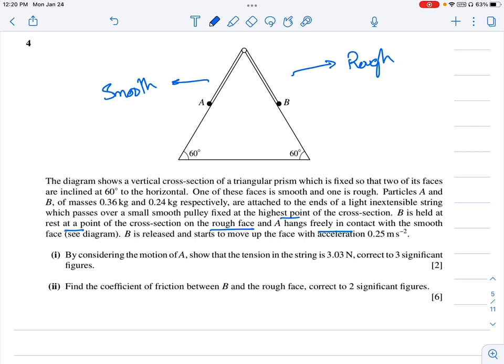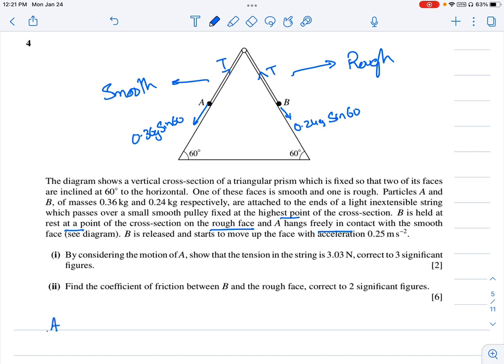B is released and starts to move up. B is going up. So for B, the weight component is 0.24 g sine 60, and for A it is 0.36 g sine 60. By considering the motion of A, show that the tension in the string is 3.03.